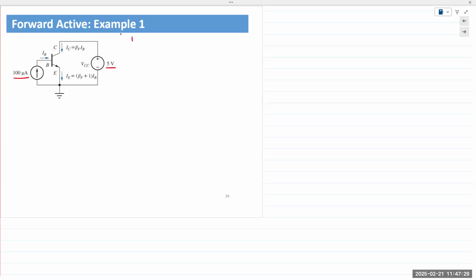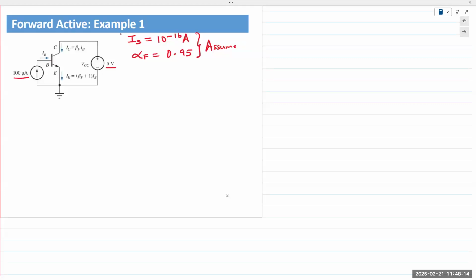The given information is that IS, the saturation current, is 10 raised to minus 16 amps. Alpha F is 0.95. Whether it's given or not, you can assume these values. Let's say I would just give you the circuit and say find the collector current, collector voltage, and base voltage. Whatever is not explicitly stated in the problem, you can feel free to assume.